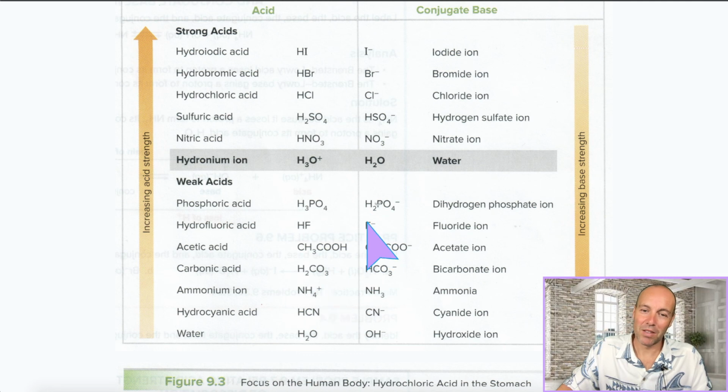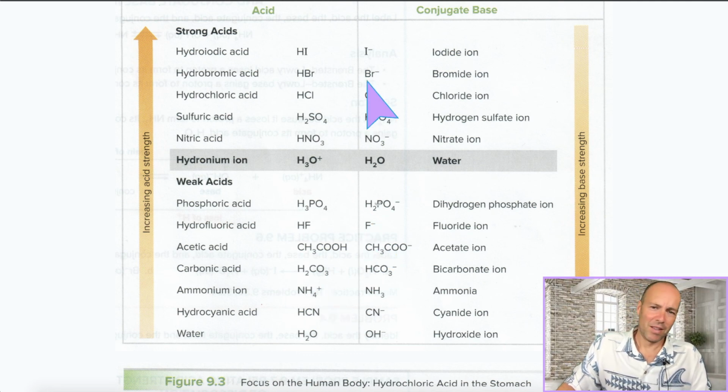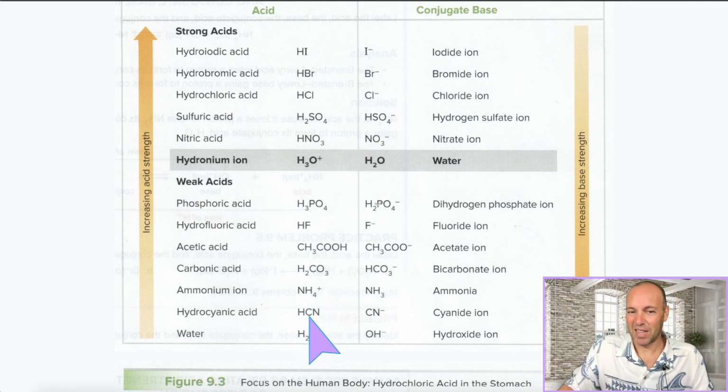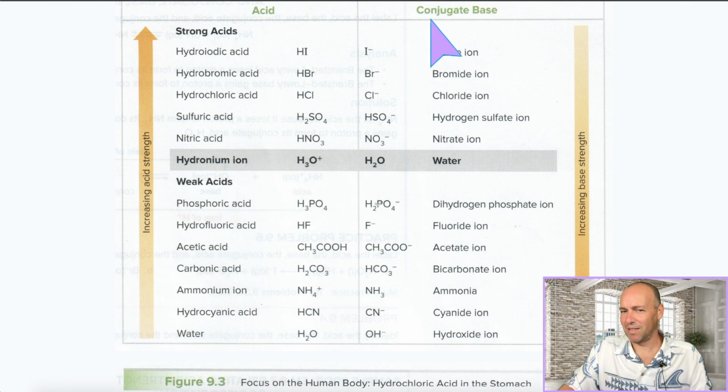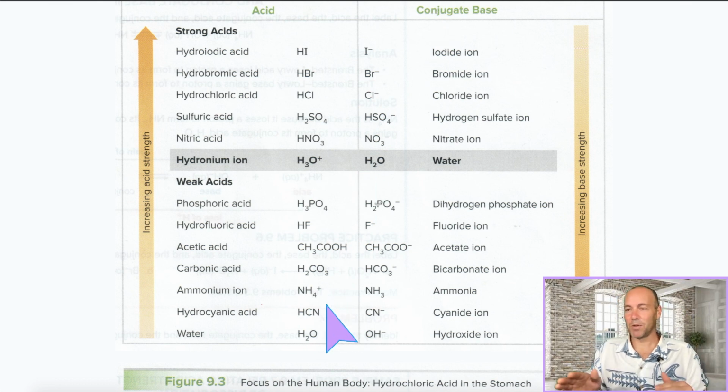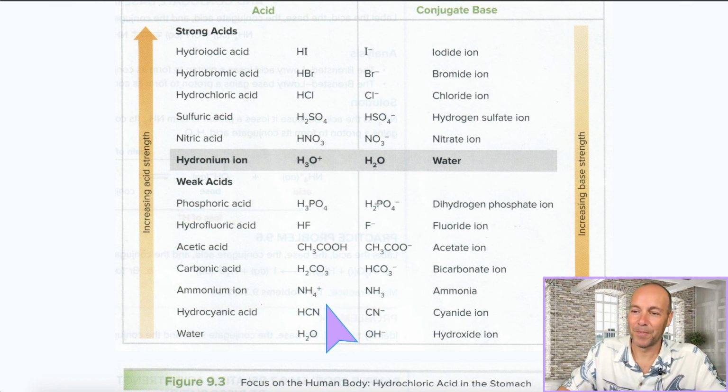And if you want a reaction that hardly goes to products at all, select somebody up here like the bromide ion and mix that with hydrocyanic acid. That won't really proceed hardly at all to products.